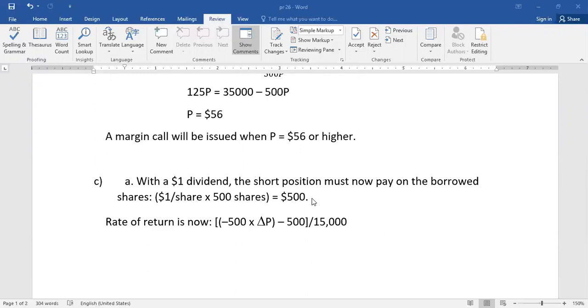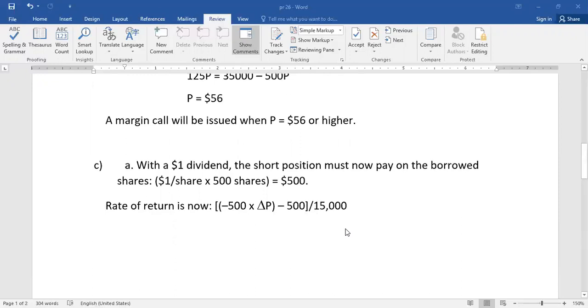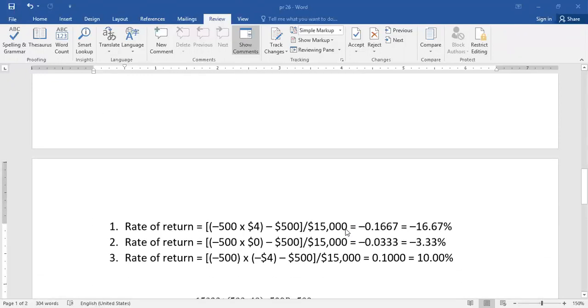Okay? So my rate of return is like it was before, minus 500 because I've shorted 500 shares. I multiply that by the change in price like I was doing before. But now I have something extra included, which is I need to pay $500. So I have a new cost, which is the dividend on the borrowed shares. That is $500. So I subtract that as well because I'm paying 500 over my initial investment, which is my initial margin, which is $15,000. So I can calculate for the three cases now.